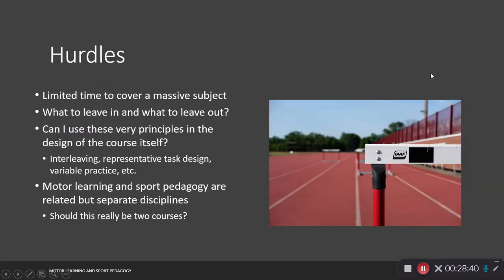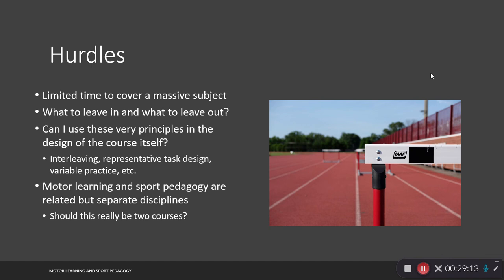Some hurdles that I had with this project, as you can see from the length of this presentation, I'm sorry for the length, it is a massive subject. I've barely brushed the surface in this presentation, and I was really barely able to brush the surface with my reading over the course of this term. It's just simply too big. So what to leave in and what to leave out is really challenging. I've tried a little bit in the design of the course itself to do things like interleaving and representative assignments that students would actually do as coaches. So asking myself, I'm learning all this, how can I apply it to the actual curriculum design?